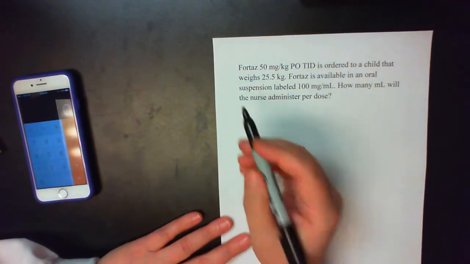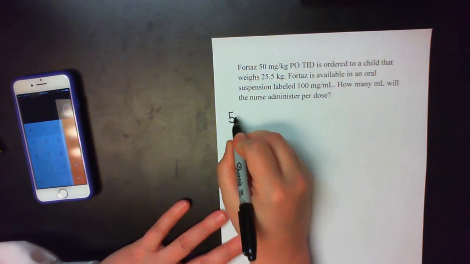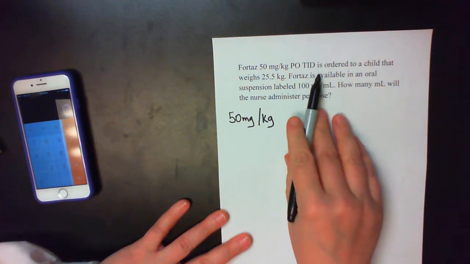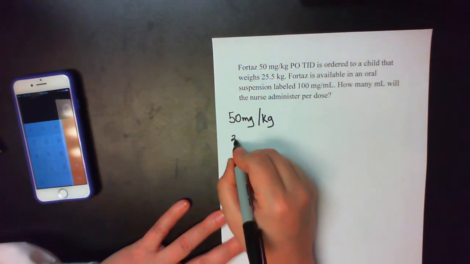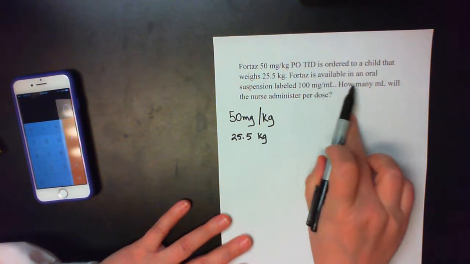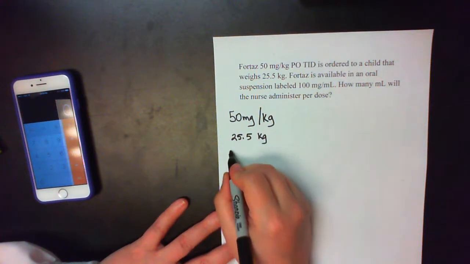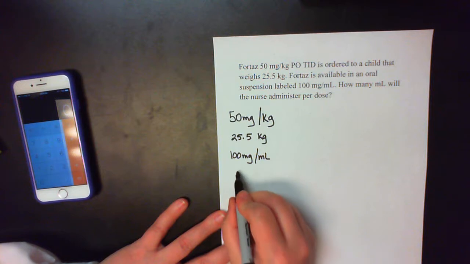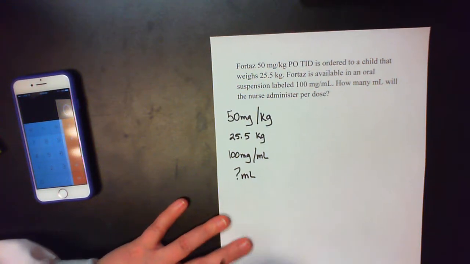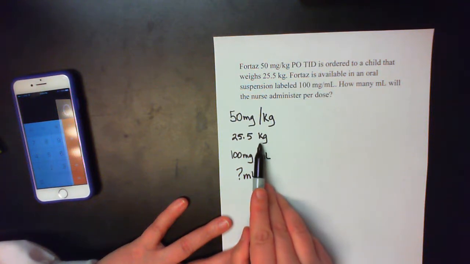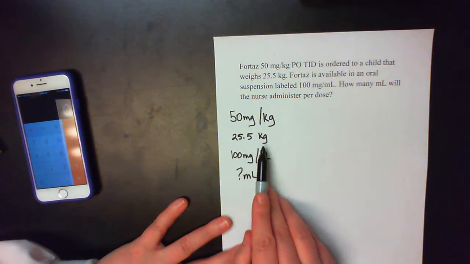So here we have Fortaz is ordered 50 milligrams per kilogram PO TID to a child that weighs 25.5 kilograms. Fortaz is available in an oral suspension labeled 100 milligrams per milliliter, and we want to solve for how many milliliters. Now you'll notice in this problem that the problem has actually already given us our weight in kilograms, so we don't have to do any figuring here as far as from pounds to kilograms.